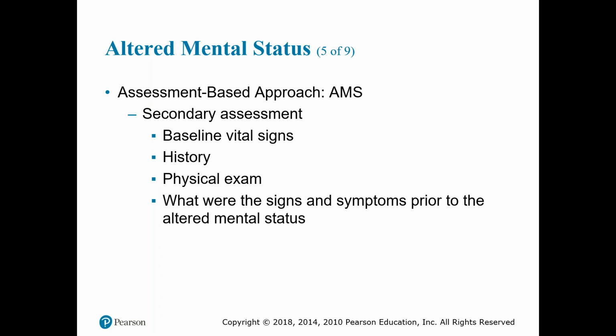Our secondary assessment is going to dive into our vital signs, our history, and our physical exam. So vital signs, when we're looking at a patient displaying signs and symptoms of a stroke, generally are going to be elevated, specifically the blood pressure. Hypoglycemic patients, their heart rate and their blood pressure might be slightly elevated, but they're not going to be elevated to the point where we would see a patient with signs and symptoms of a stroke.